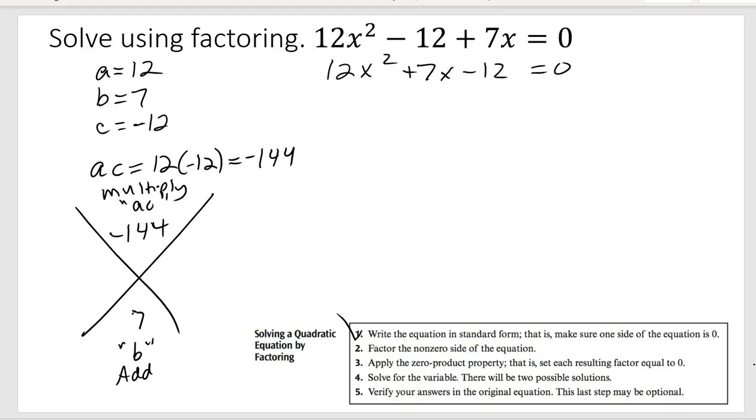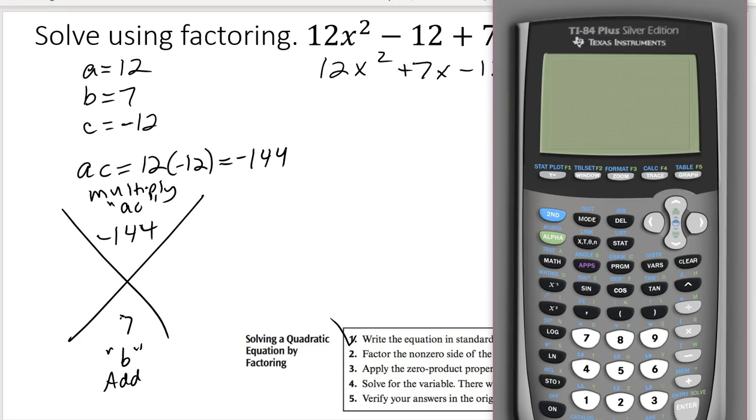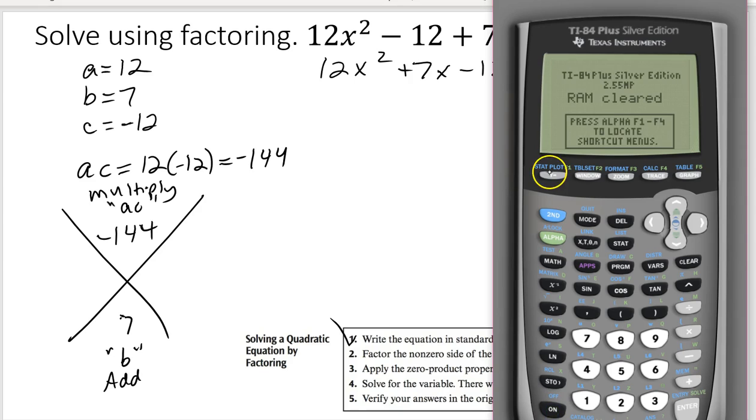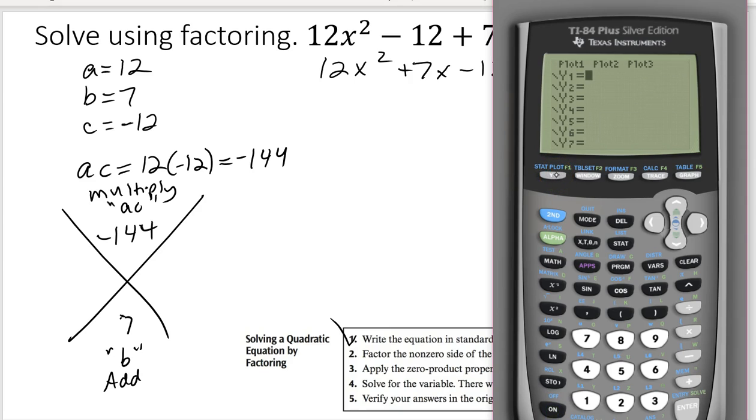So my factor pairs for negative 144, if I don't know them or I'm not comfortable getting them by just making a factor rainbow or listing them, I can use my calculator. To use your calculator, go to your grapher, y equals, and enter in AC. So for me, it's negative 144, and then divide, and then your x. Hit second graph, and it will give you a table. This will give you all your factor pairs.